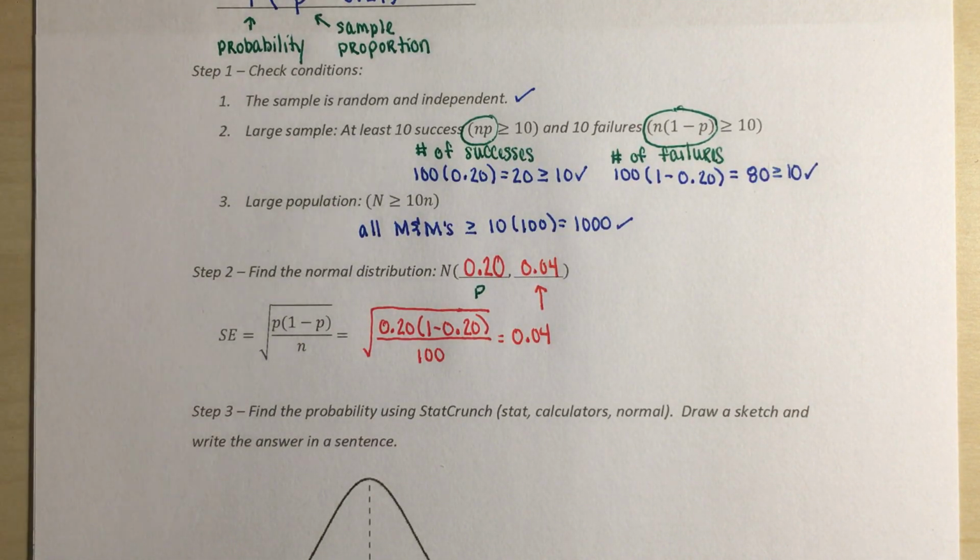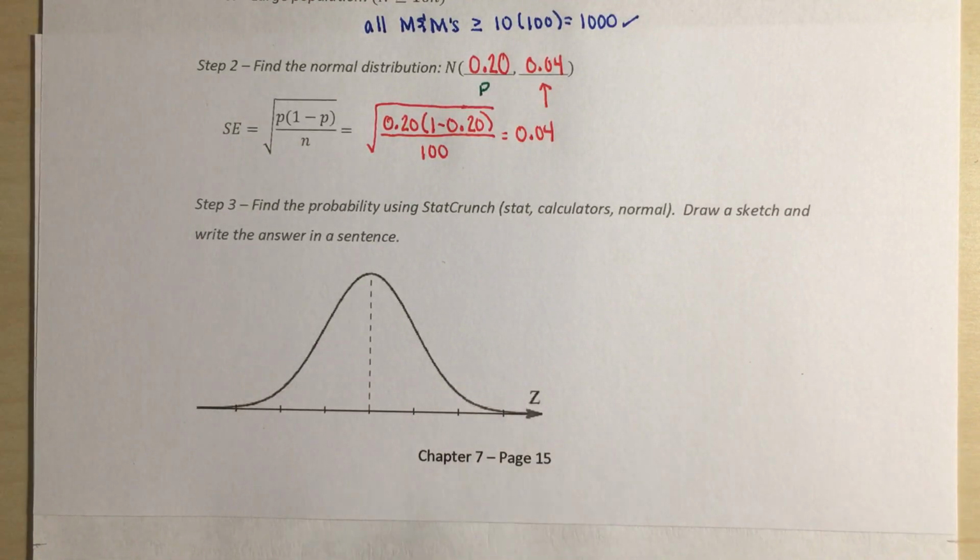Well, this 0.04 is the second number that's going to come up here. All right. So we're done with step 2. Step 1 is our condition. Step 2, find our standard error. That is going to be used for our normal distribution. All right, then step 3 says find your probability using StatCrunch. Again, we're going to use our stat calculator's normal, draw a sketch, and write the answer in a sentence.